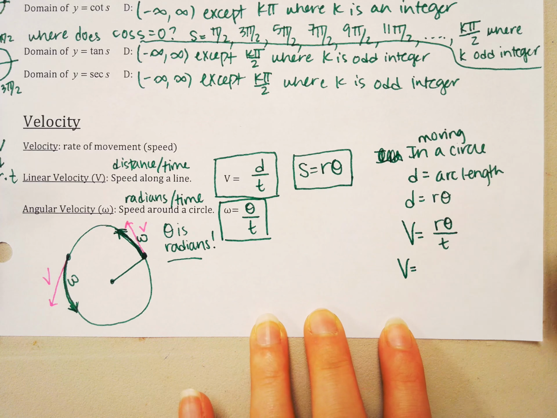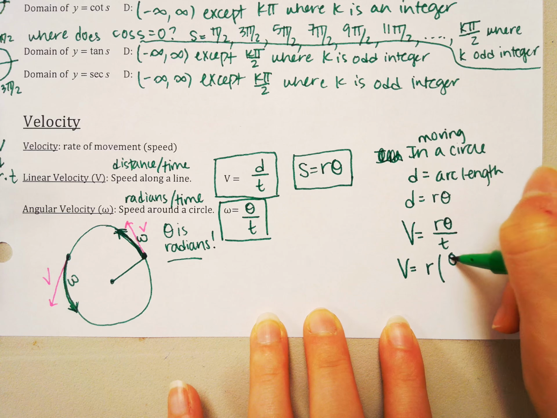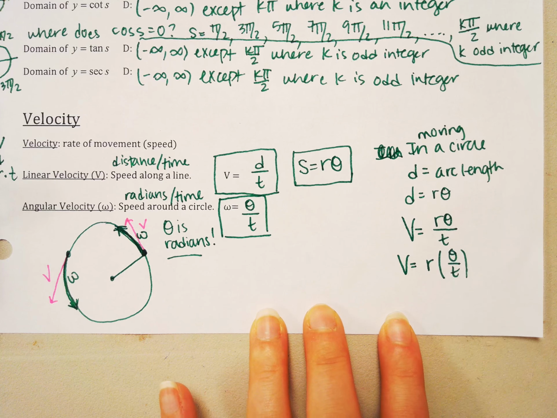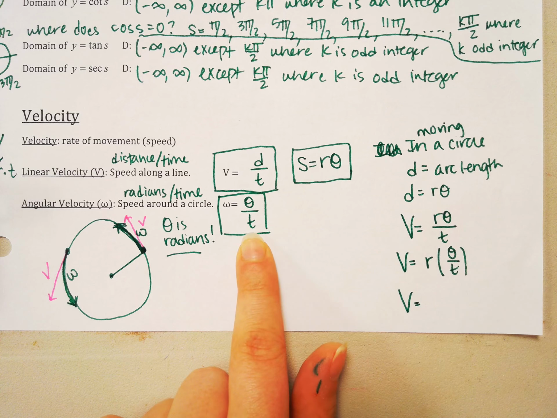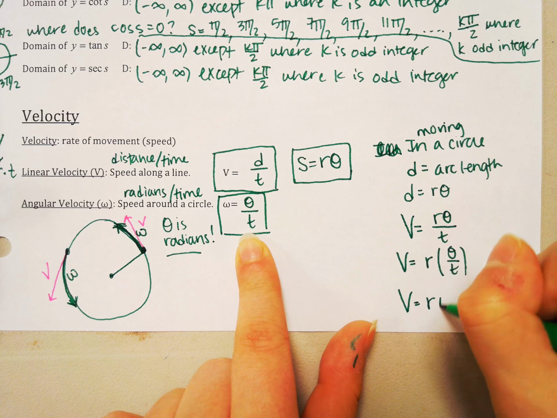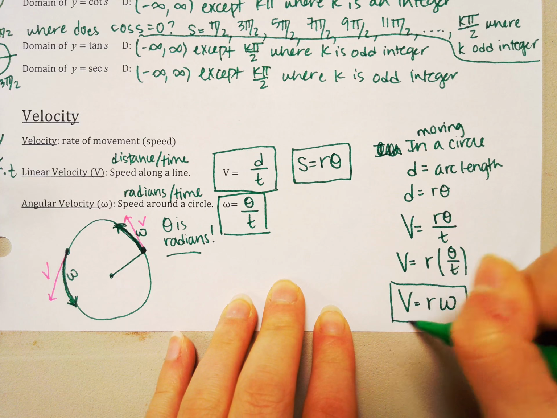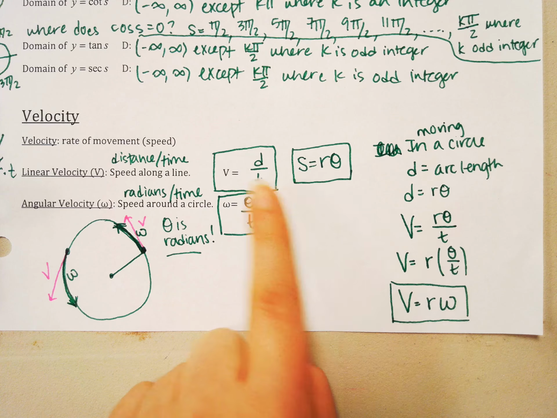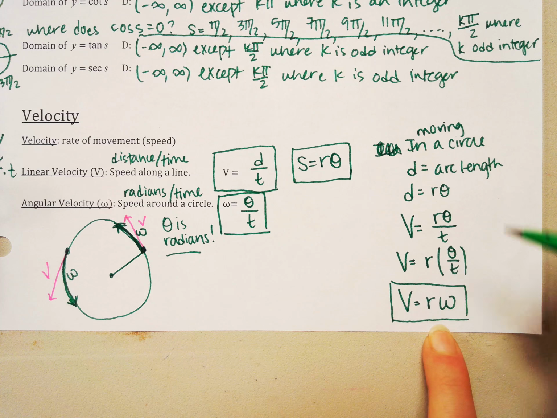And I'm going to write this a little bit differently. So I'm going to write this as a radius times theta over t. The only reason I'm writing it that way is because this theta over t is something that we've already defined as our angular velocity. So this is another formula that we can use, a combination of linear velocity and going around our circle: our linear velocity is really our radius times our angular velocity too.